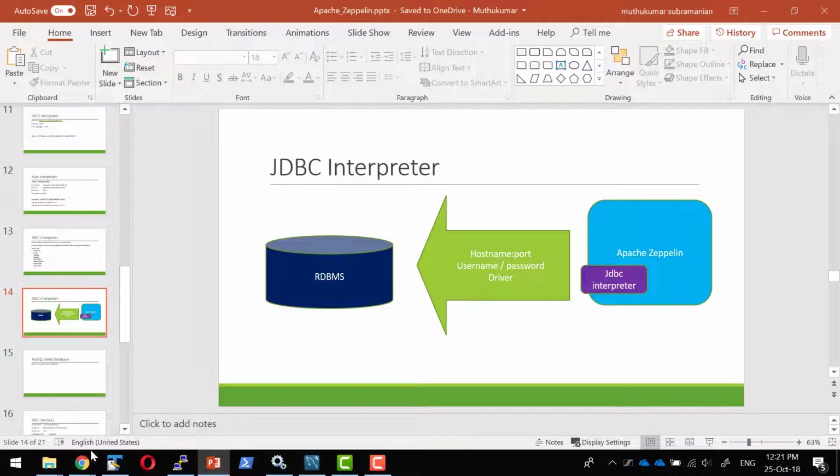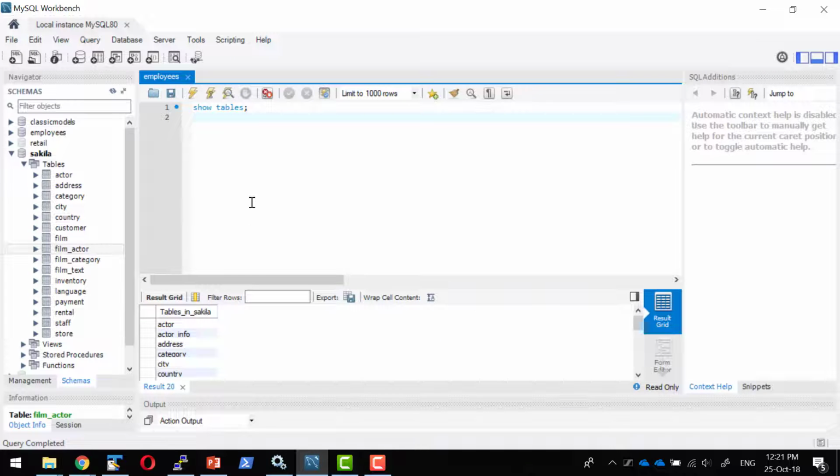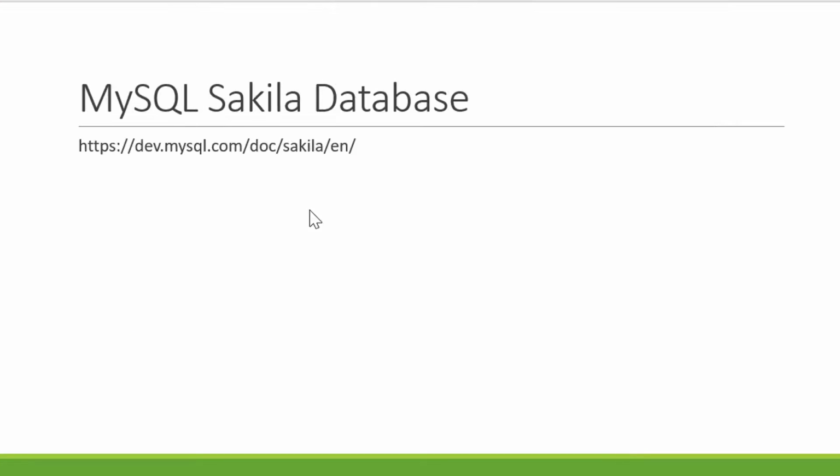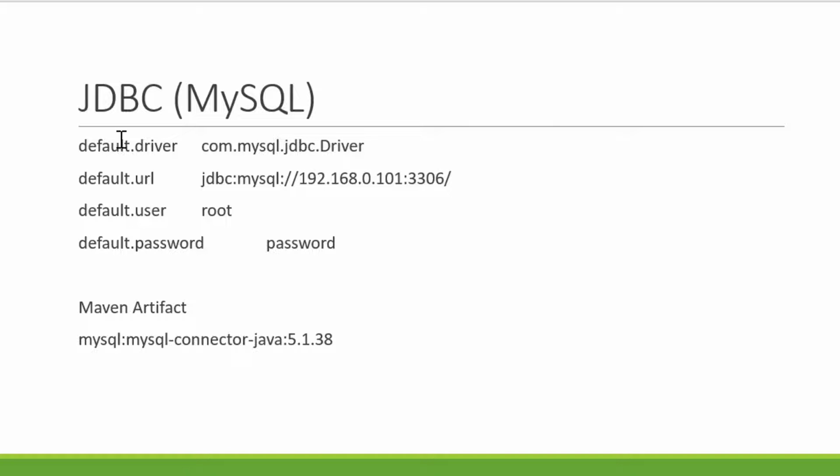I have the MySQL database running within my system, and I have a database imported. I have a sample database, Sakila, imported from this specific location, and it has the instructions on how to create the database and how to import the data. I'm going to configure the MySQL database using this Jdbc interpreter.